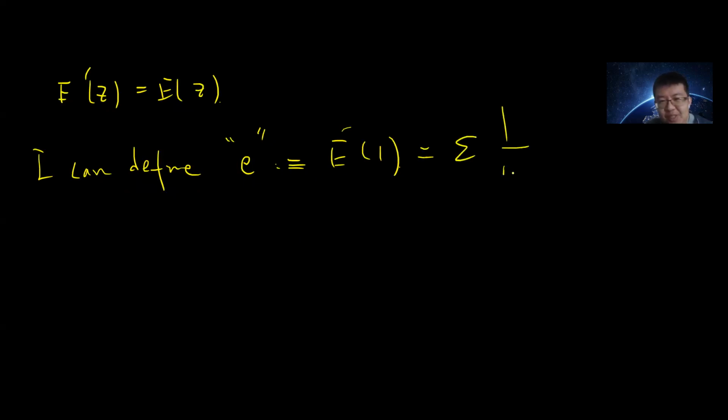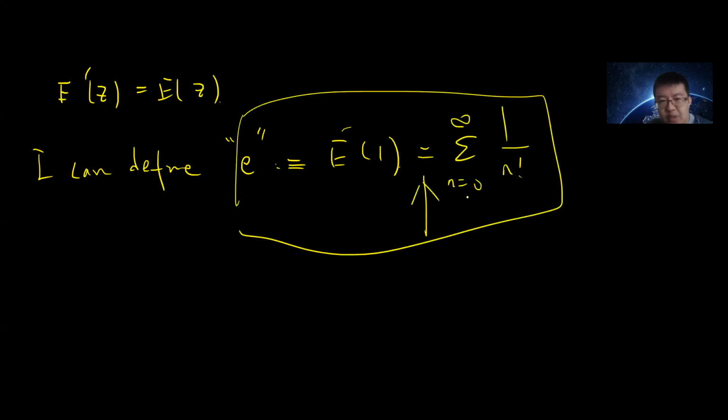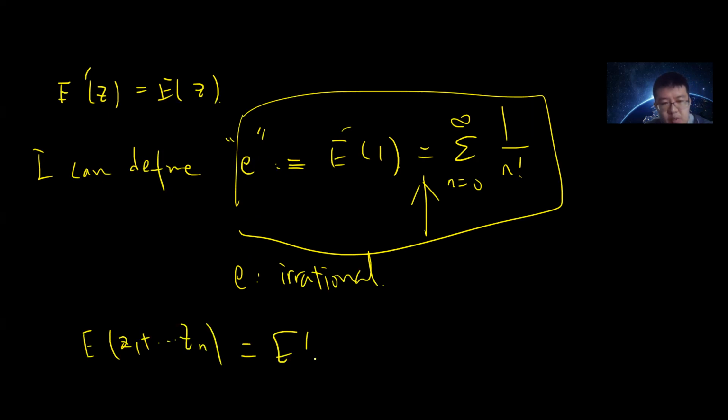And so now I can define the natural base e to be e of 1. Very stupid, right? But I just define e to be this. I have a previous video with a proof that if you define e to be this, then you can easily prove that e is irrational by using this property. And since e of z1 up to zn is just e of z1 times up to e of zn, right?